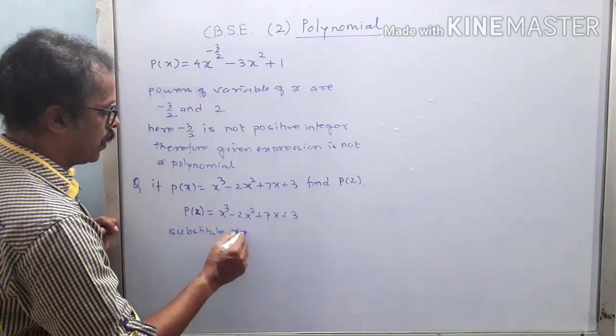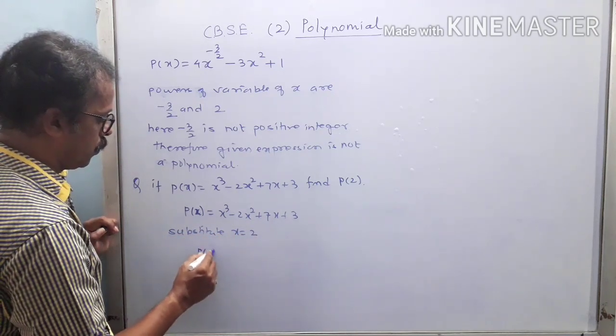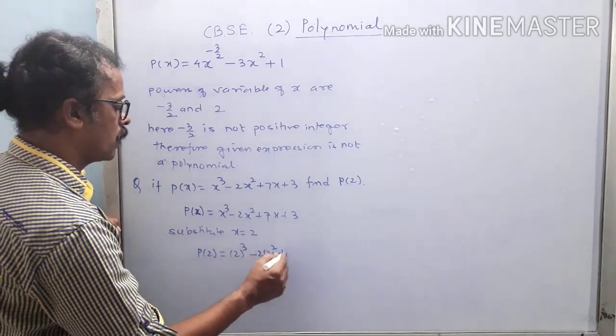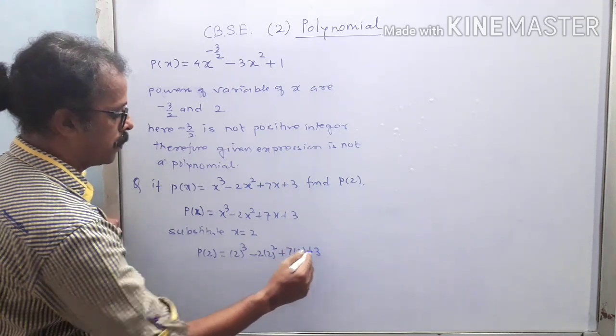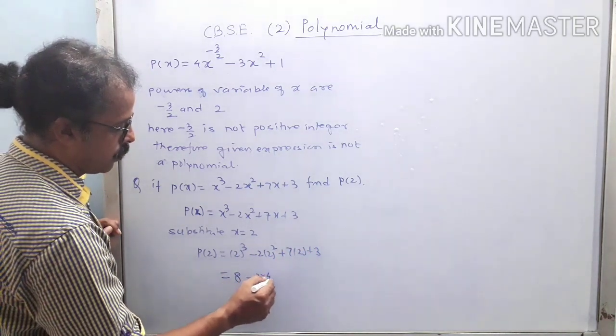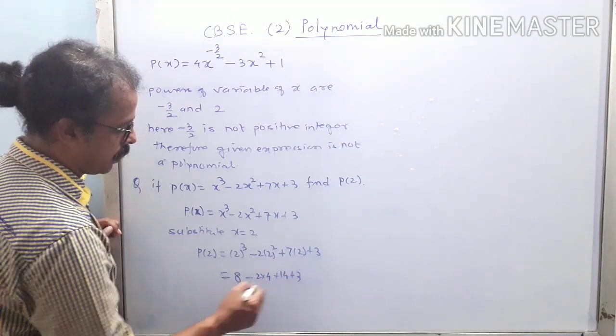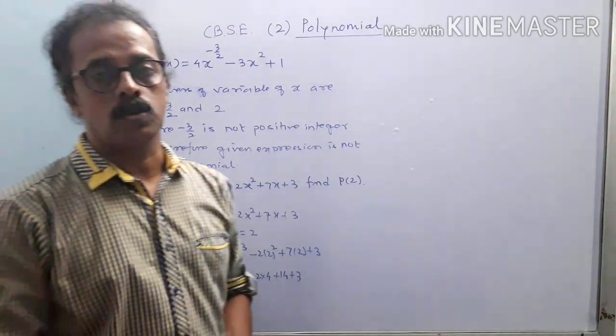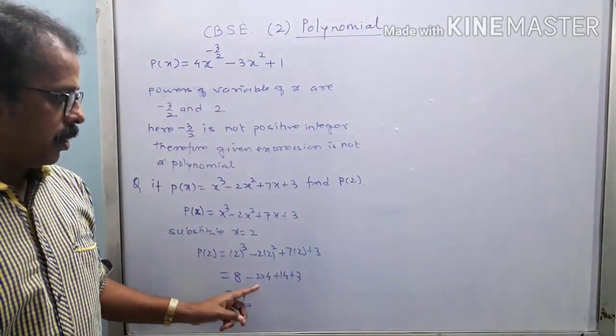Substitute x is equal to 2. So p of 2 will become 2 cube minus 2 into 2 square plus 7 into 2 plus 3. Now this 2 cube is 8 minus 2 into 4 plus 14 plus 3. So this will become equal to 17. So the value of the expression is found out to be 17. This you did in your 9th standard.